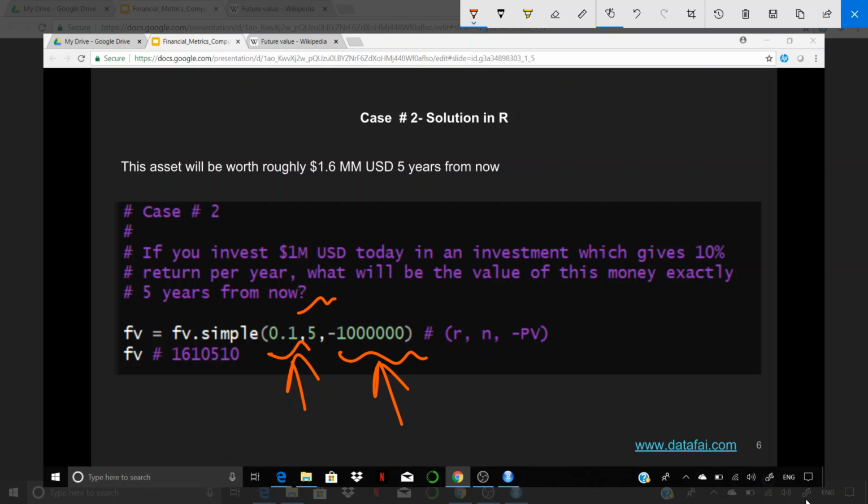The negative sign indicates the money going out, that you're investing this right now, and the actual future value of this money will be 1.6 million. If you did a simple compounding, you would not get the same answer. In this case, you are getting a much more realistic view of the future value of this money. So the same asset will be worth 1.6 million dollars 5 years from now. That is the main concept.